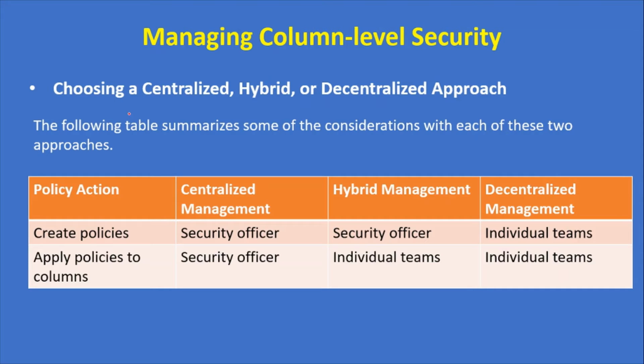Mainly in column level security, as I said, we need to choose one of the approaches: choosing a centralized, hybrid or decentralized approach. The following table summarizes some of the considerations with each of these approaches. Policy action could be create policies and apply policies to columns, and approaches. In centralized management we have a security officer. The security officer is nothing but one of the roles where we can create the policies and then apply these policies to any resources, called the databases, multiple databases.